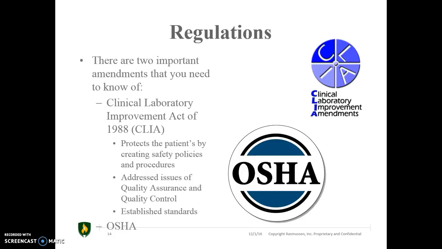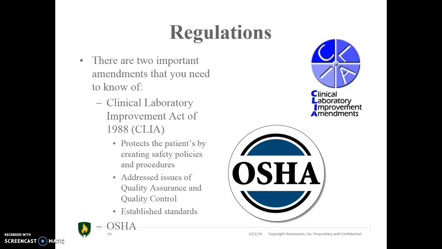It's also important to discuss and understand some of the important lab regulations. The first important regulation or amendment that you need to know about is CLIA, or the Clinical Laboratory Improvement Act of 1988. It was created to protect patients by creating safety policies and procedures. The amendment addresses the issues of quality control, quality assurance, record keeping, and qualifications of the personnel performing the testing. It establishes standards to ensure the test accuracy, reliability, and timeliness of results.